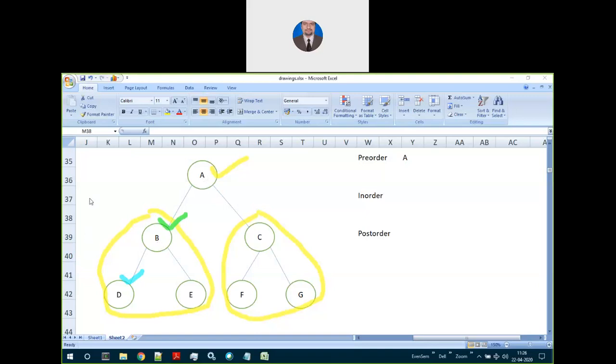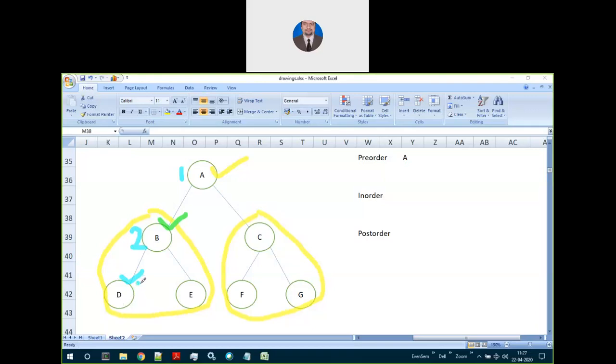So first, let me write here. First, I will be visiting A. Then I will be visiting what? B. After visiting B, next will be what? Its left child is what? This is D. Is D again a subtree? No, D is not a subtree. It is a leaf node here. There are no descendants of D.